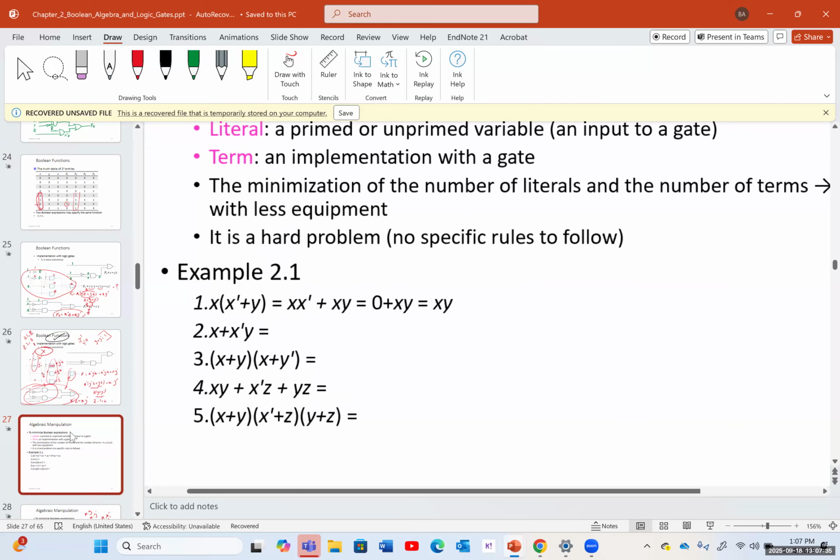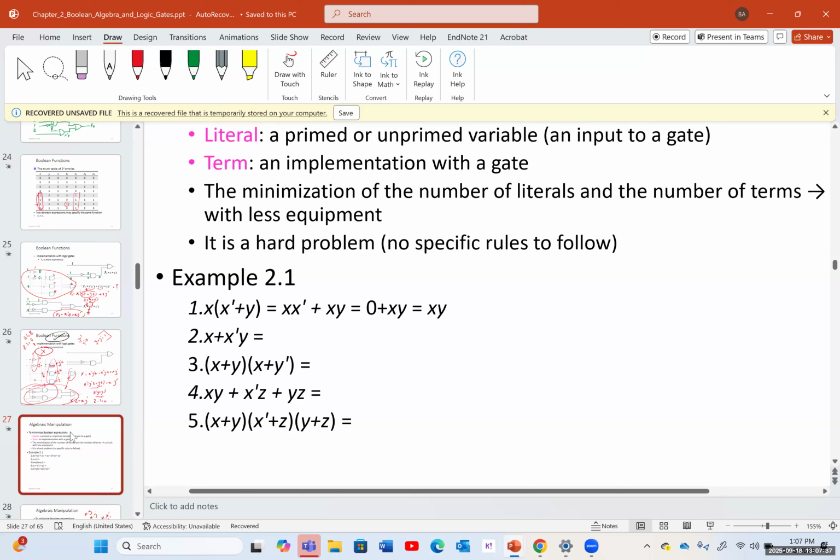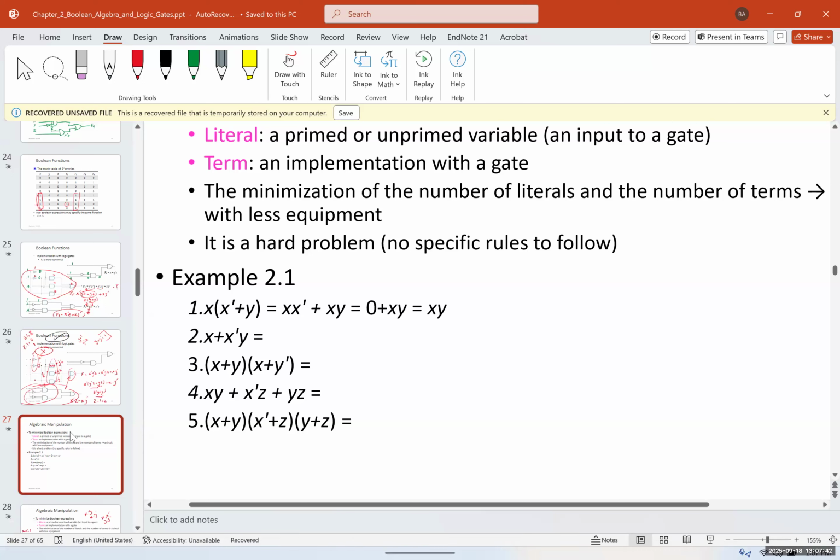The first example, X and with X prime plus Y. If I want to simplify that, I can simply multiply X to the parentheses. So I would have X X prime plus XY. We know that X and with X prime is equal to 0.